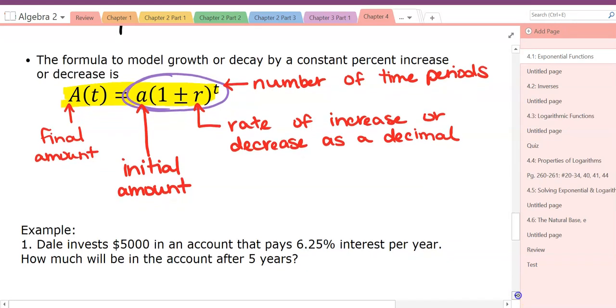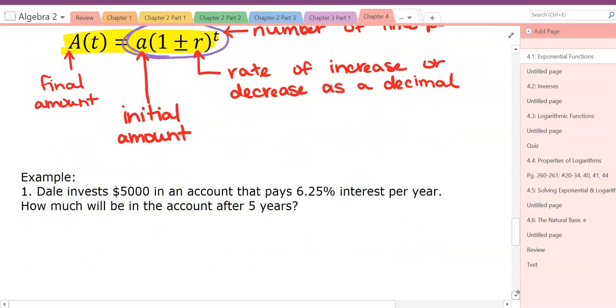Okay, so for this first one, it says that Dale invests $5,000 in an account that pays 6.25% interest per year. How much will be in the account after 5 years? Now this is assuming that he's not putting any more money in the account. He puts $5,000 in there, he lets it sit for 5 years. He doesn't touch it, he doesn't add anything to it.